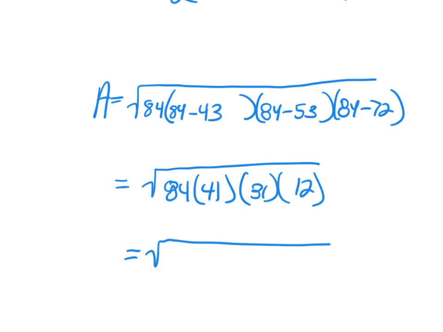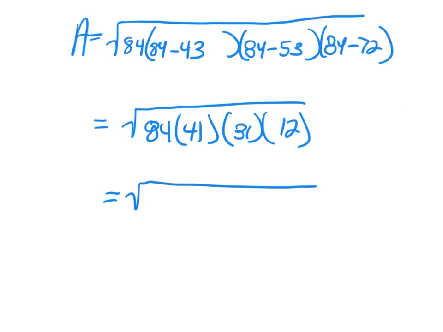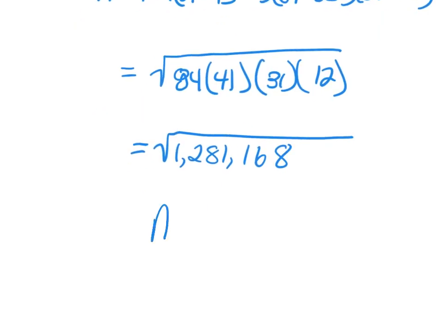Okay. Multiply all this together. 84, 41, 31, 12. 1,281,168. Thank you, sir, for reading it like a grown-up. So now if I take the square root, ladies and gents, what is the approximate area of this triangle? 1,131. How many decimal places do you want? 2 is fine. 1131.89.